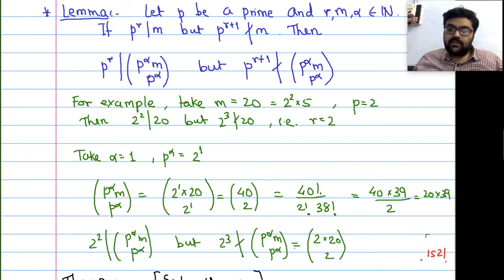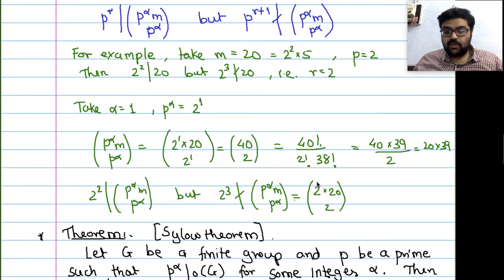Even if you take alpha equals 2 or 3, it is going to be the same. The thing is, here it should be p power alpha, and here it should be p power alpha. Then whatever the powers of p will divide, the maximum powers will depend on m only.